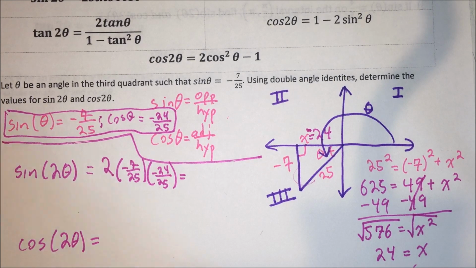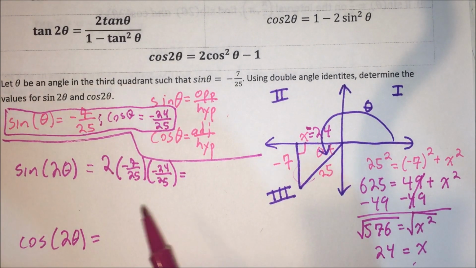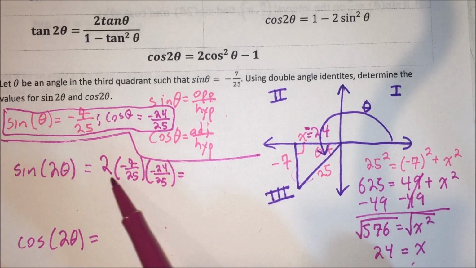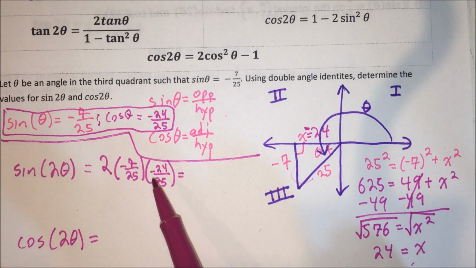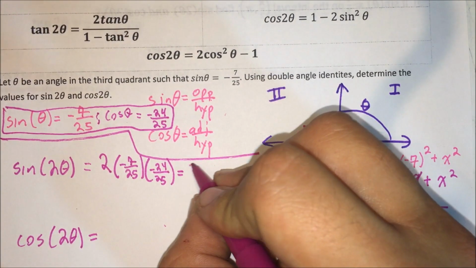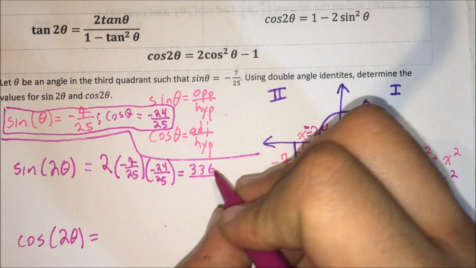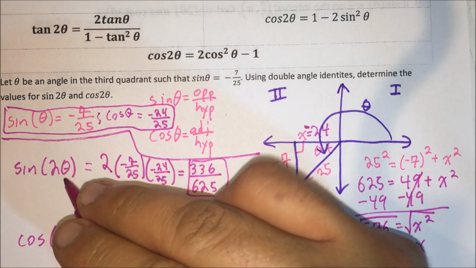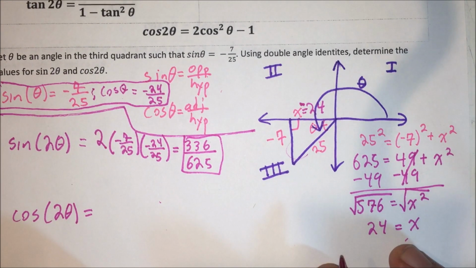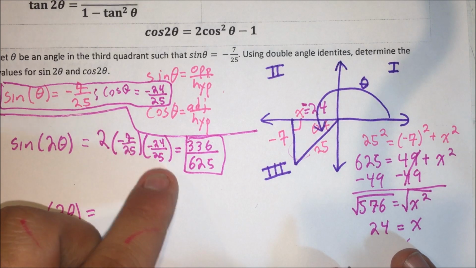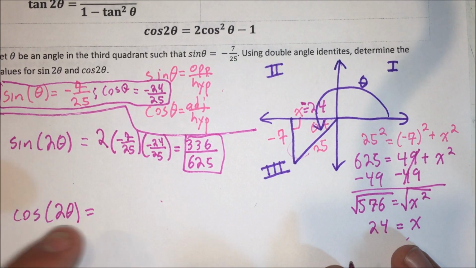And feel free to punch all of that into a calculator, because that's some pretty heavy math. But at the end, you will get a decimal if you do it in a calculator, so be sure that you do the math frac button, which turns it into a fraction. And when you do that, that's going to get us 336 over 625. And that is our answer, because that is what sine of 2 theta is. And notice it is positive because the two negatives cancel out here.